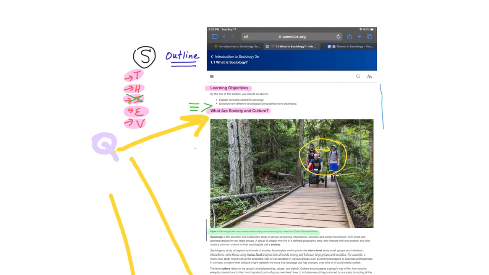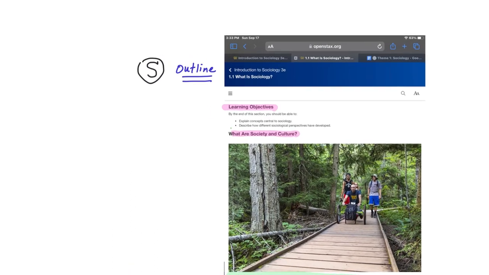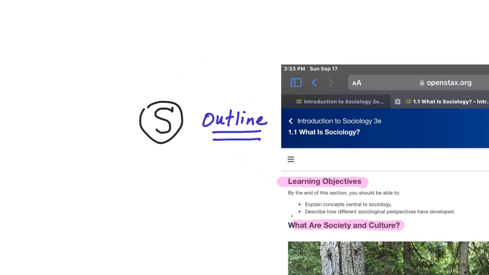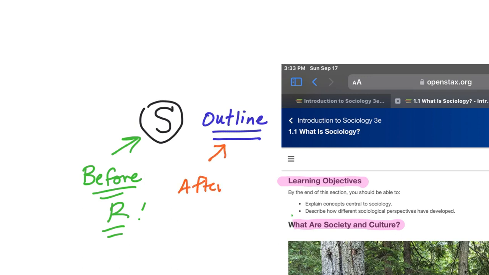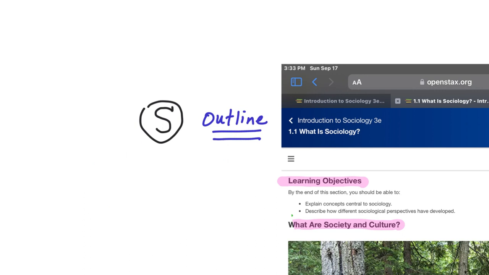Now, let's change. We're okay with the S part. Now let's try the outline part. Remember, one more: when do you do a survey? You do it before you read it. When do you do an outline? You do it after you read it. Read, review, read again. Outline is part of review. So how do you outline?